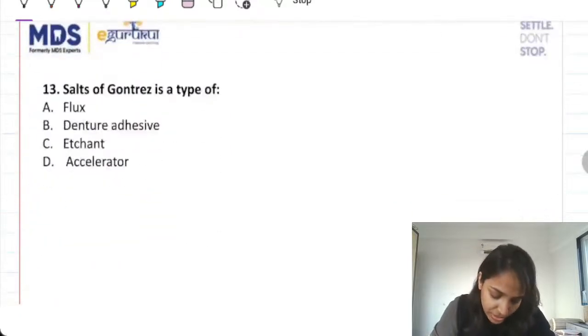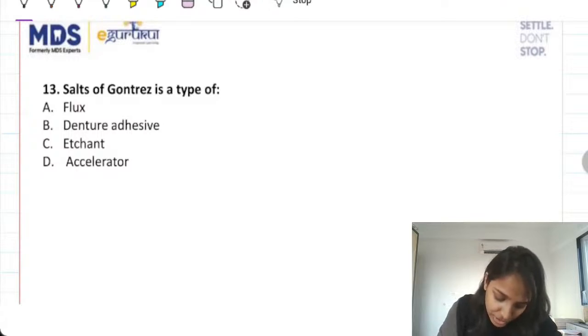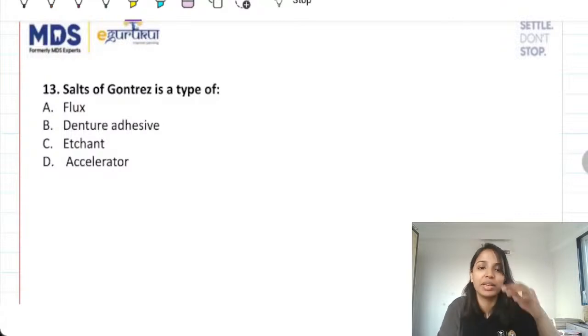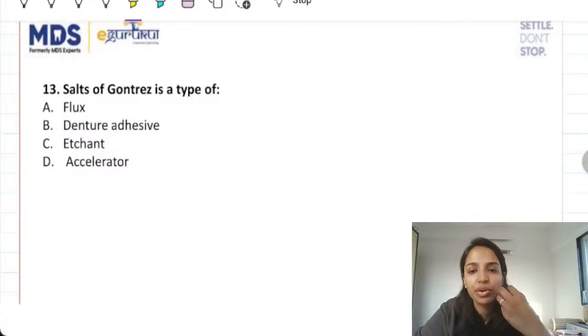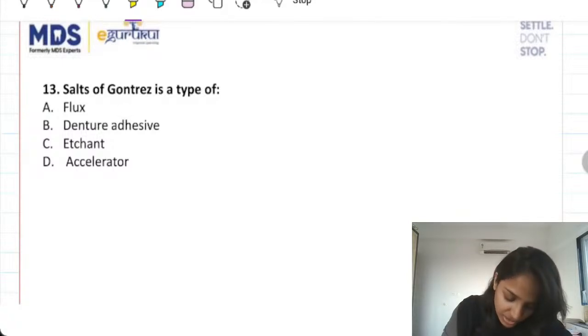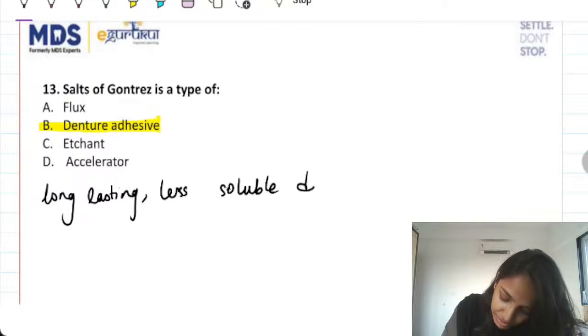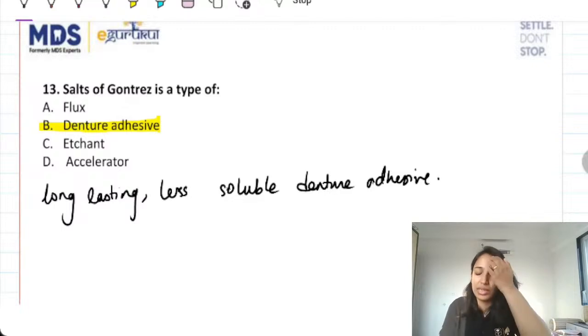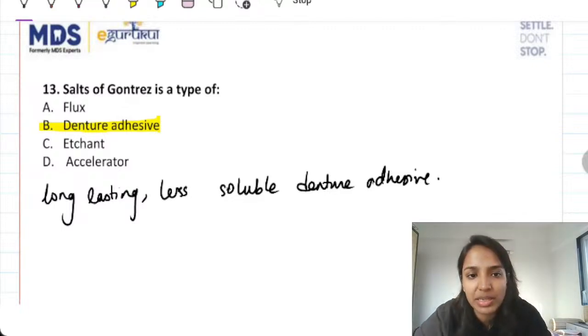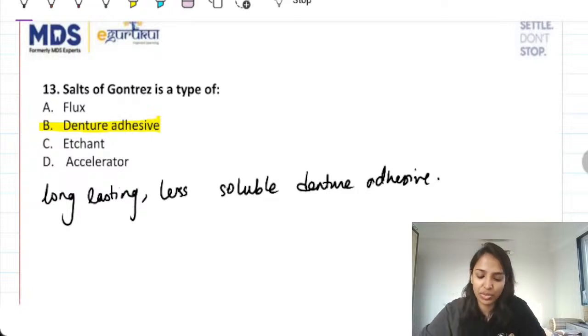And last question, salts of Gondres is a type of what? Is it a flux, adhesive, etchant, or an accelerator? Now, questions like these are very tricky. If you're not read, you would not be able to make out what it is, right? So, answer is it is a denture adhesive. This is a very long lasting, less soluble denture adhesive. It is a repeat question, and I have not seen it in recent papers, but can come up in any exam. So never make mistakes in such questions.